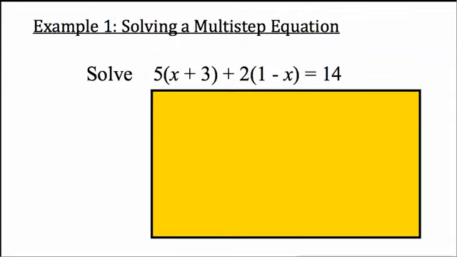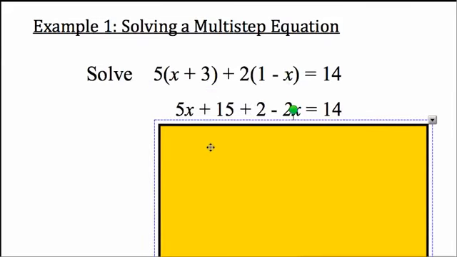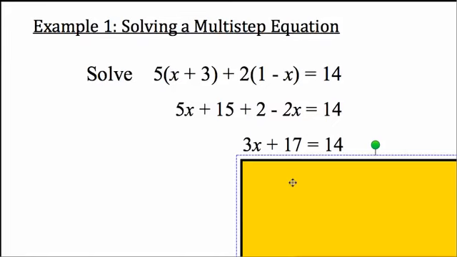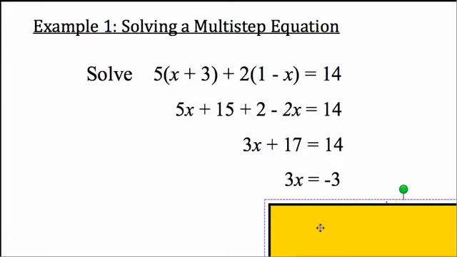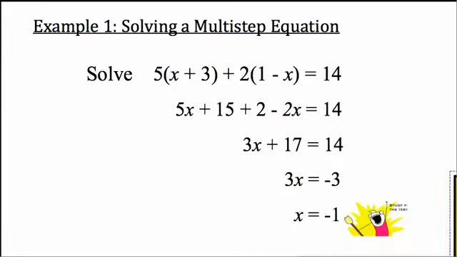Example 1, solving a multi-step equation. Now a multi-step equation is one that requires multiple steps to solve. Here we've got x in two spots. You want to solve for x, right? And as you can see, you've got to do the distributive property. You've got to combine like terms. You've got to combine more like terms. And eventually, yay, you do get a solution for x.